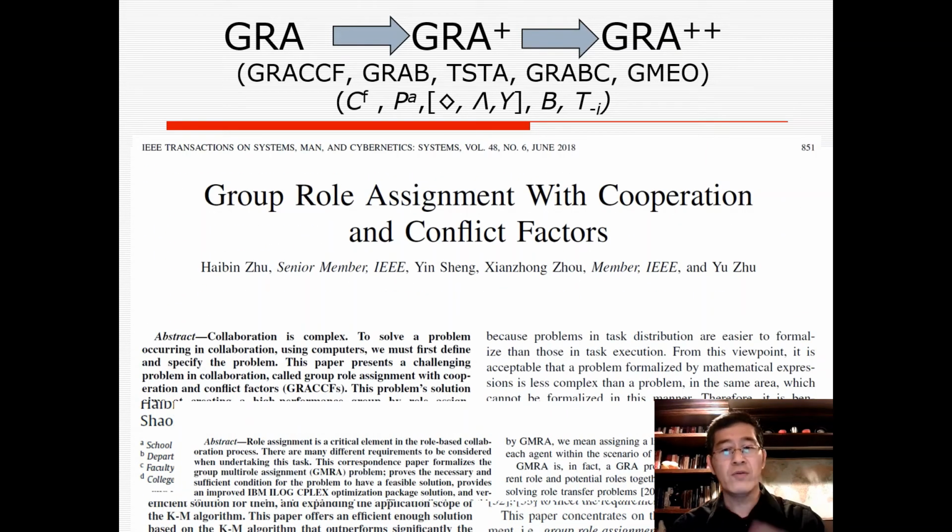And another one is cooperation, not only conflicts but also cooperation. So we introduce what we call cooperation and conflict factors. We use -1 to 1 to express this factor. Negative means conflicts, positive means cooperation. So we can do assignment to extend cooperation and avoid conflicts. That's called GRE-CCF.